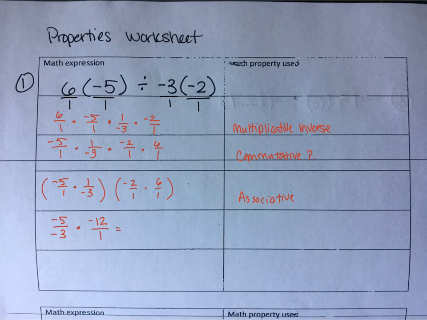Negative 5 times negative 12, that's a positive 60. And then negative 3 times a positive 1, that's a negative 3. So same case here, the signs are different, okay? The 60 is positive, 3 is negative. So when you divide these two, your answer is going to be negative, okay? 6 divided by 3 is 2, so 60 divided by 3 would be 20. Okay, let's move on to our next problem.